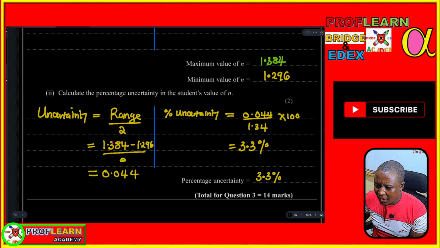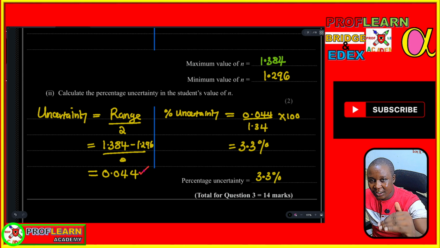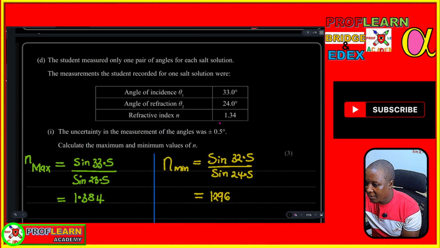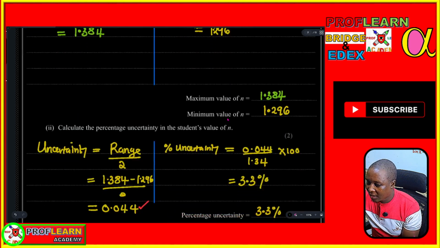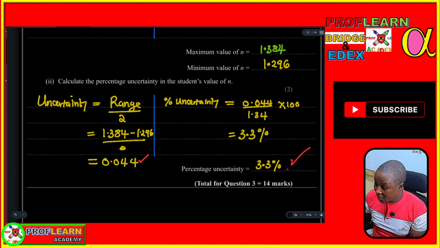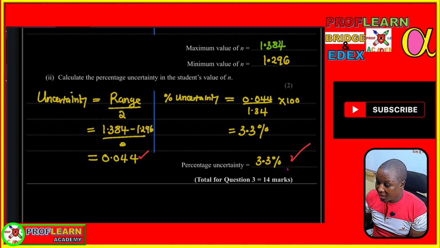So we have the range, and then we subtract. The range is the highest value minus the lowest value. Maximum minus minimum divided by 2 gives us the uncertainty to be 0.44. And then percentage uncertainty is uncertainty divided by the mean. The mean of the two values is this value plus this divided by 2. But already we were given what the value was, which is 1.34. So we say the uncertainty divided by 1.34 times 100, and that gives us the value of 3.3%.